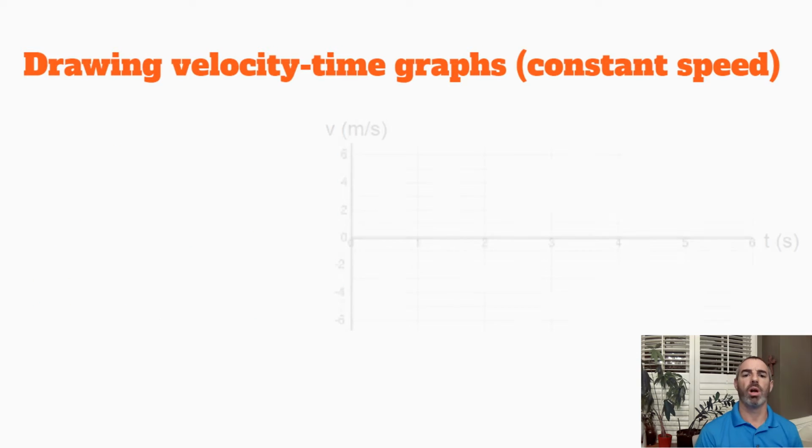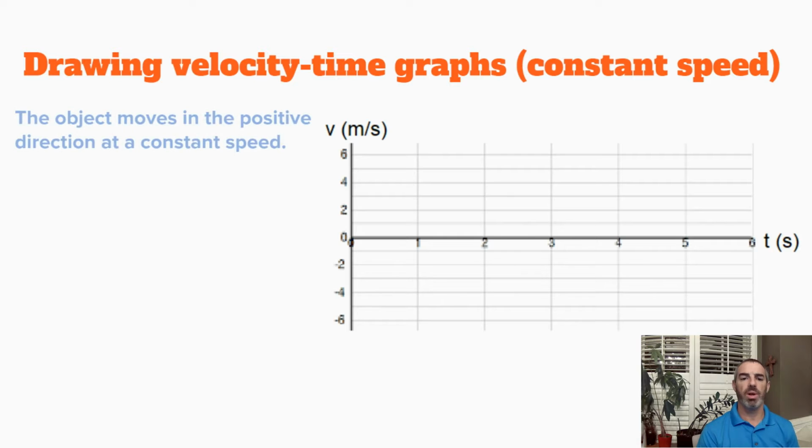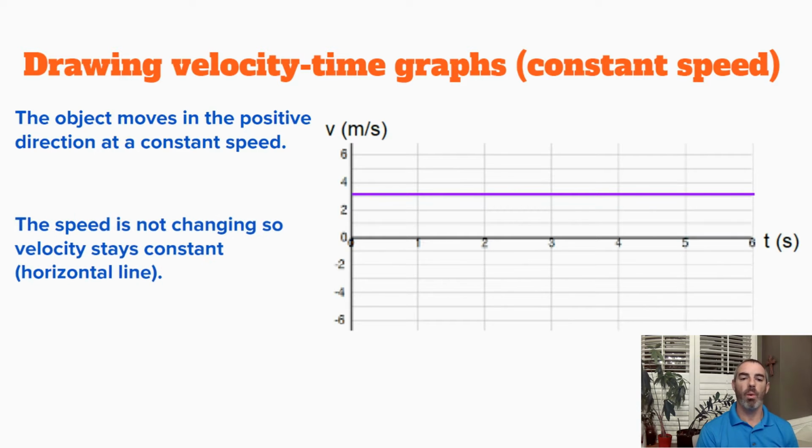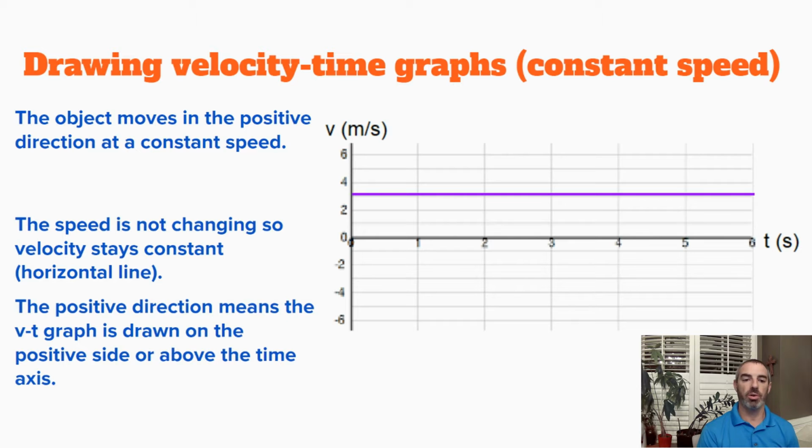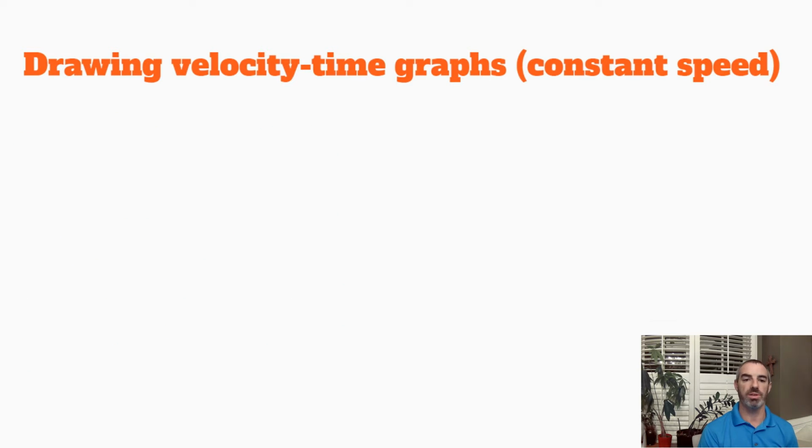So how would we draw it for constant speed? Let's say we have an object that's moving in the positive direction at a constant speed. Well, constant speed means it's a horizontal line. Positive direction means that it is drawn above the time axis. So it is important to understand that where a velocity time graph is drawn shows the direction. So when it's drawn above, that means it's moving in the positive direction above the time axis. Horizontal line shows that the speed is constant.